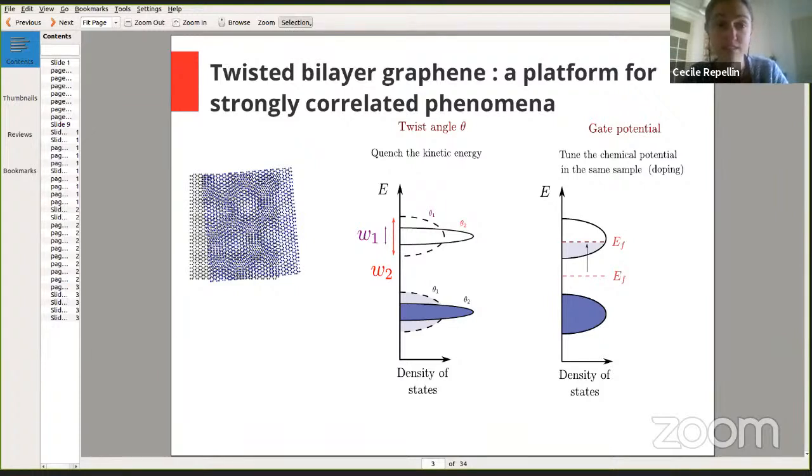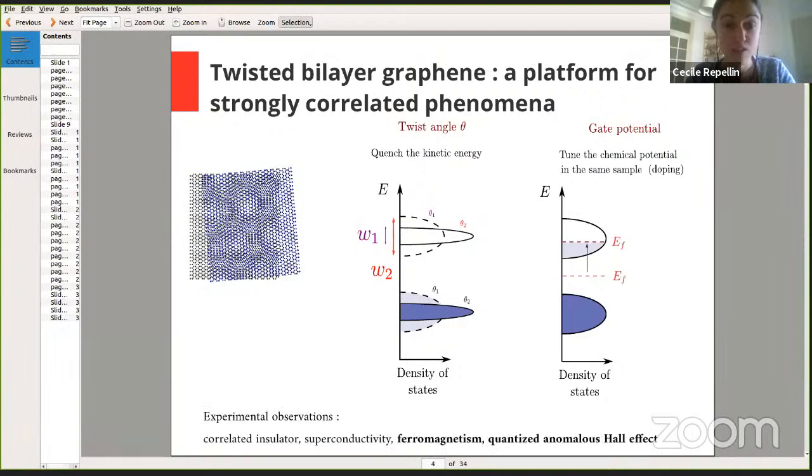twisted bilayer graphene has emerged as a really nice platform for strongly correlated phenomena, and in particular, very striking phenomena have been observed experimentally. One of them is correlated insulators at various commensurate fillings, as well as superconductivity, maybe most strikingly, but also ferromagnetism and a quantized anomalous Hall effect. The purpose of this talk will be to talk about these 2 last phenomena and explain how they arise in twisted bilayer graphene and also in some other moire materials.